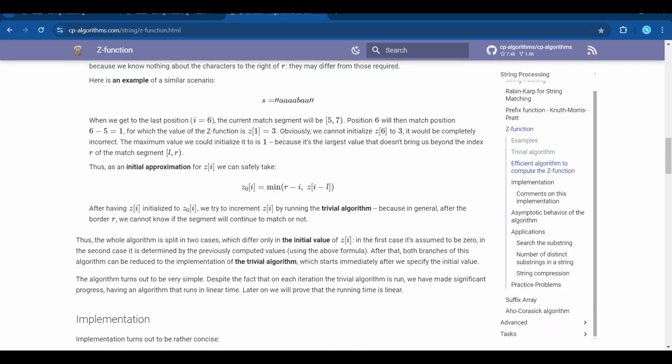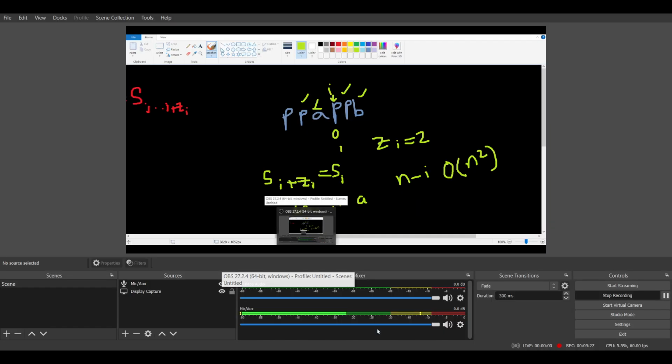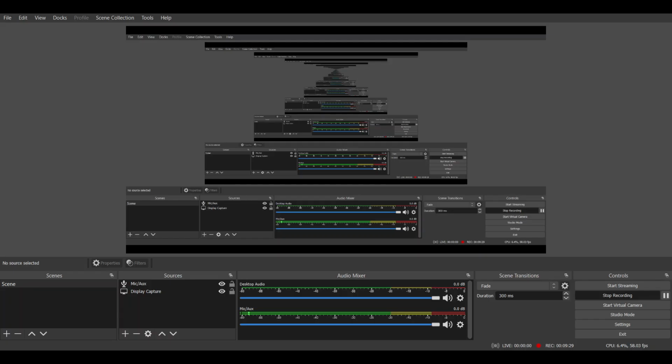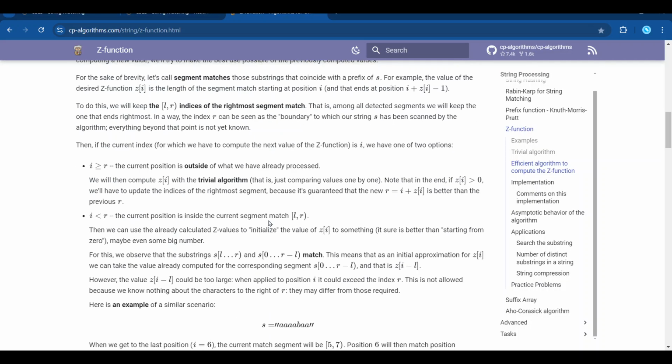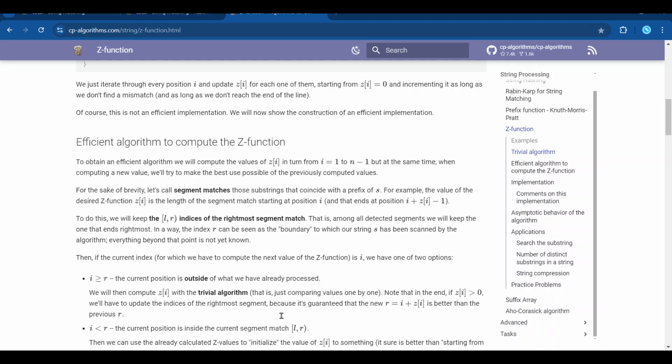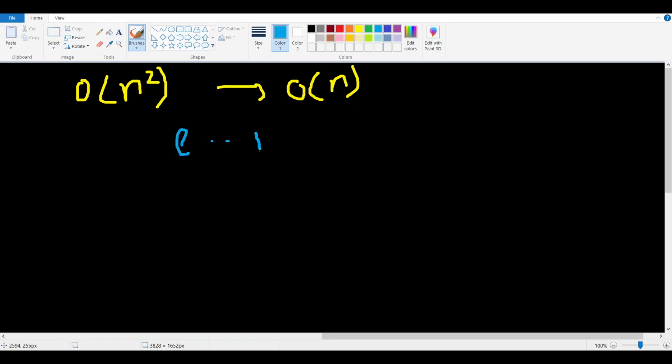Okay, let me clear this part and let me come back again. So for making it fast, from order of n squared, the current brute force solution is order of n squared. From order of n squared, we have to make it order of n. Okay, order of n or n log n, but here it is solvable in order of n. For that, we have to take some segment. So that segment is L to R. Okay, we have to take some segment L to R and we have to maintain this segment.